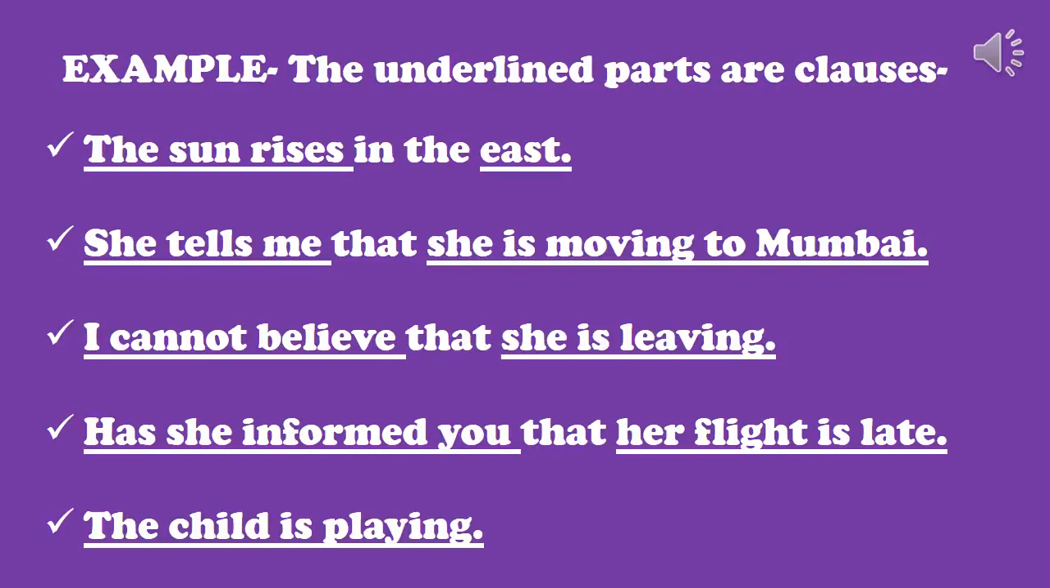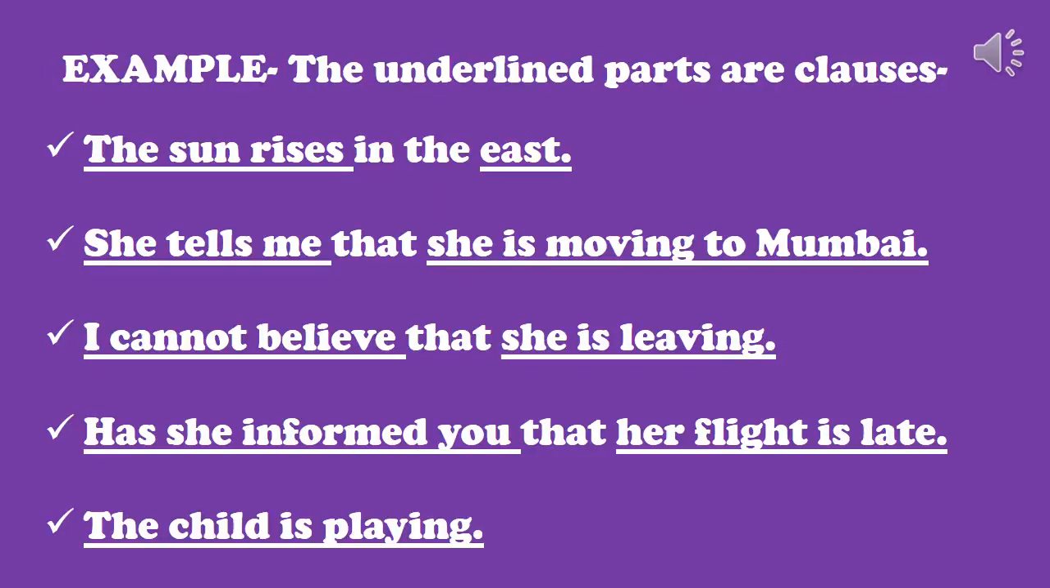Let us take up the final example on the slide. The child is playing. So who is the focus in the sentence? The focus is on the child. And what is the verb and predicate of the sentence? Is playing. So that is the action. That is the action being focused on in the sentence.